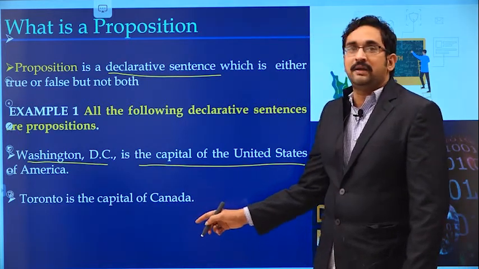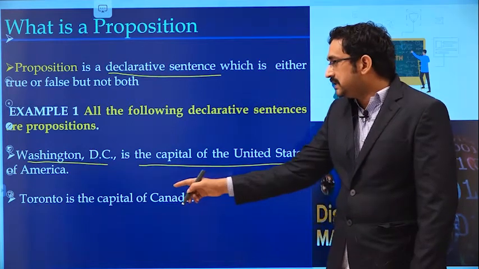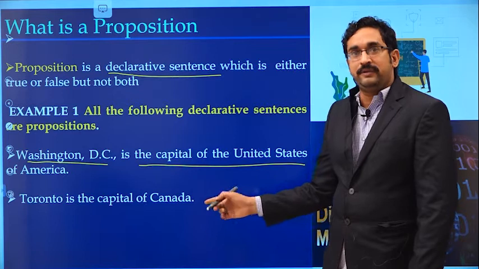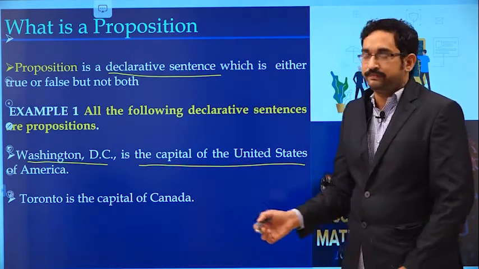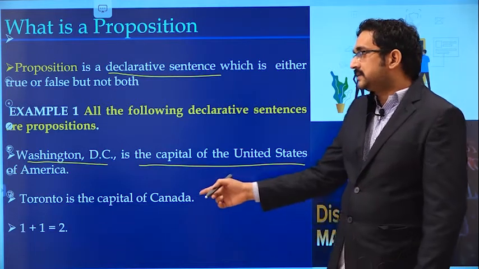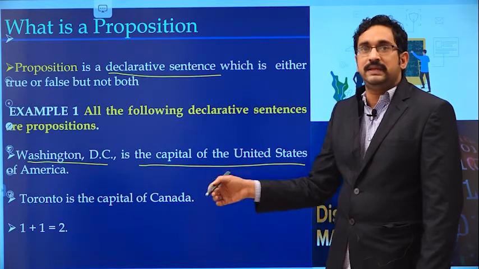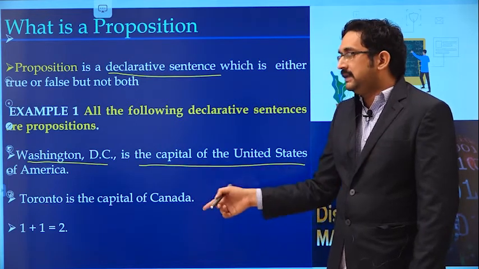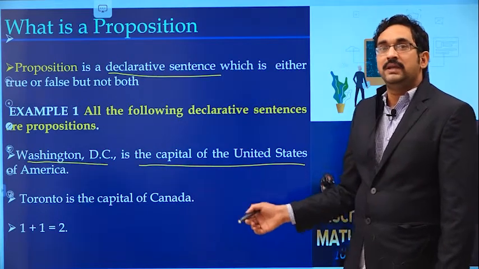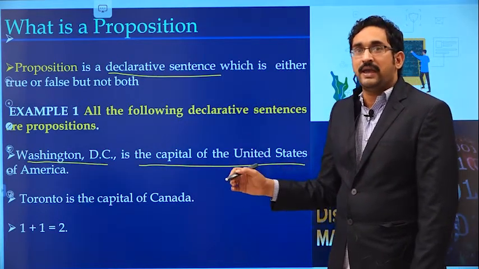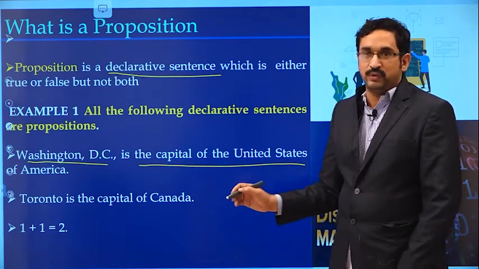Next, see one more statement: Toronto is the capital of Canada. It is also a declarative statement. We know that Toronto is not the capital of Canada, so it is a proposition and its value is false. See the next statement, 1 plus 1 equals 2. As everybody knows that 1 plus 1 is equal to 2, the statement is true. Hence we can say that it is a proposition. Hence we can define a proposition as a statement which can be either true or false but not both.